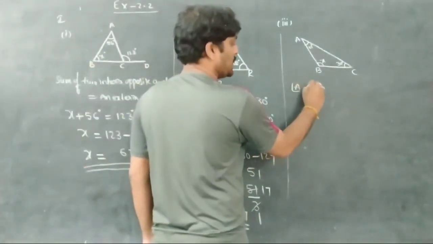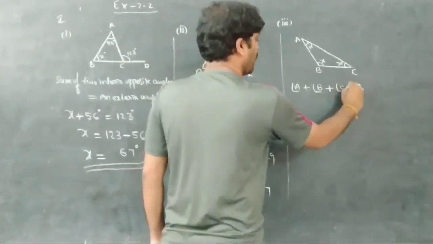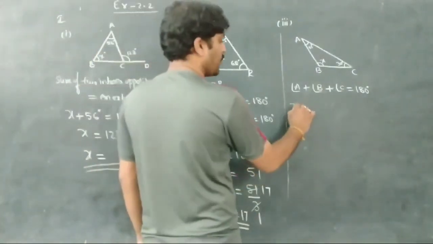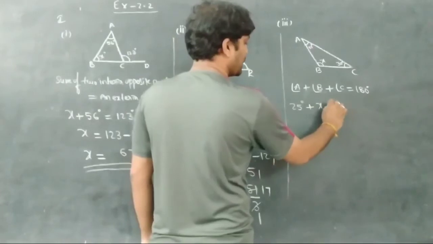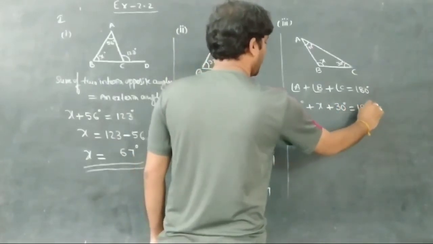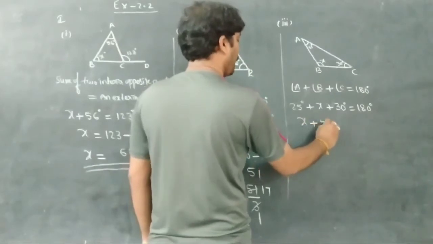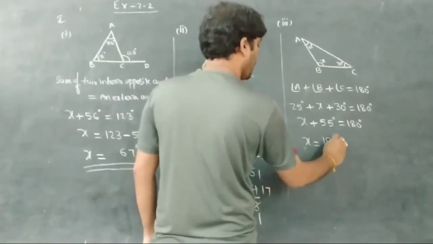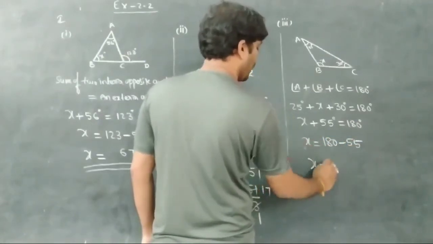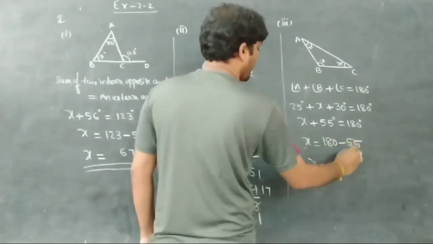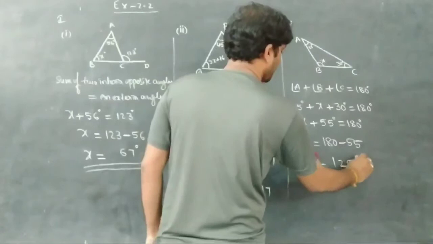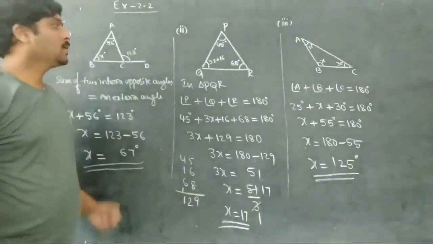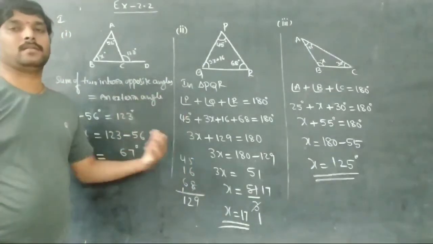Similarly, same model. Here angle A plus angle B plus angle C is equal to 180. The sum of the three angles in a triangle is 180 degrees. A is 25 degrees, angle B is x, C is 30 degrees, equal to 180 degrees. Now x plus 55 degrees is equal to 180. Now x is equal to 180 minus 55, which is 125 degrees. Find x: some figures are given, with different methods. So that is how to find x easily.